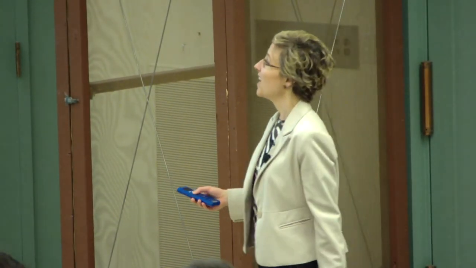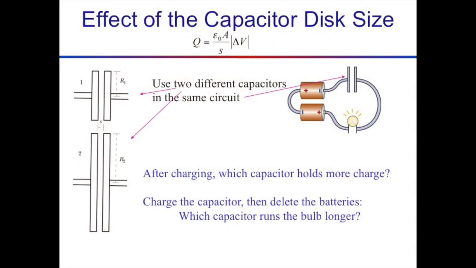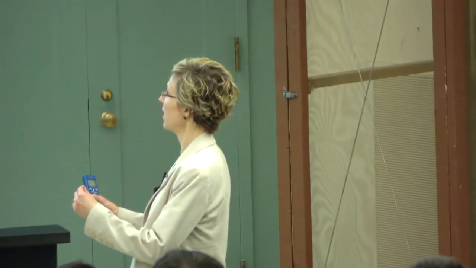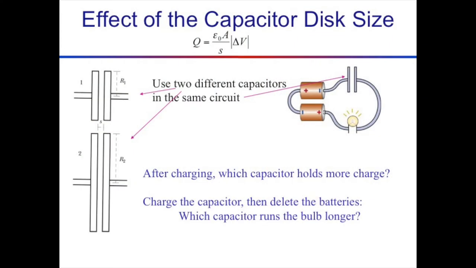The larger capacitor, with the larger surface area, can hold more charge, so it has a higher capacitance. You can see that the capacitance depends on the area of the plate. As I'm charging it, the larger one holds more charge. Then, if I take the batteries out and run it in the opposite case for discharging, the larger capacitor runs the bulb longer, just like we already saw.